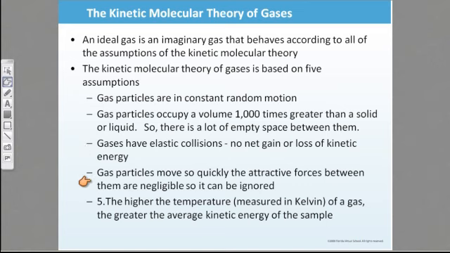Fourth assumption is that gas particles move so quickly that the attractive forces between them are negligible. And so in other words, we can ignore them. Because the gas particles are spread out and they're moving very quickly, we can assume that there's no attractive forces between them. And then lastly, the higher the temperature, which we measure in Kelvin, the greater the average kinetic energy of a sample. And you remember in earlier lessons that we talked about how temperature is a measure of average kinetic energy. So obviously if it's a higher temperature, we're going to have a higher average kinetic energy within the gas particles.